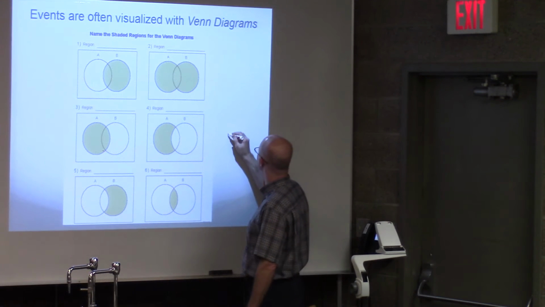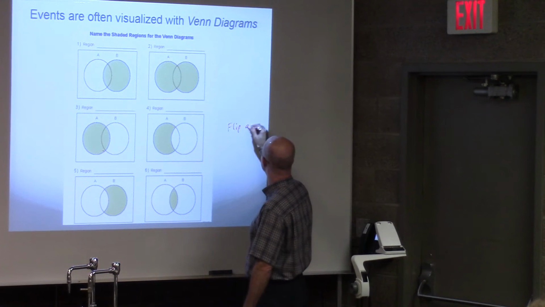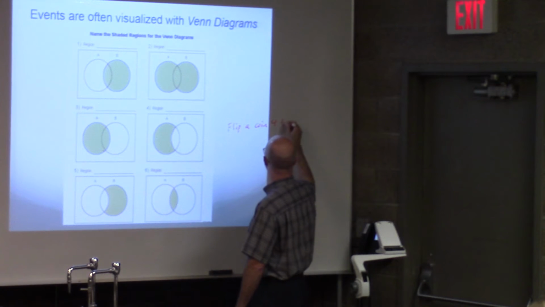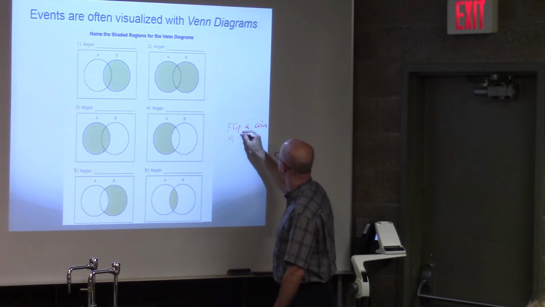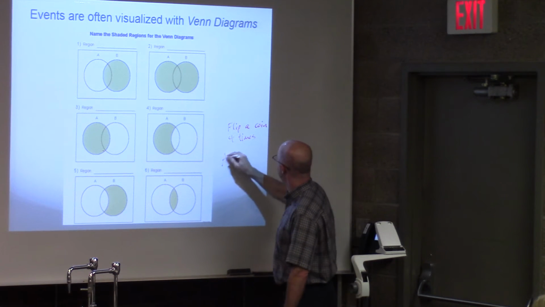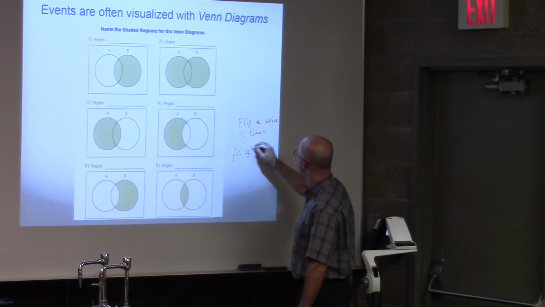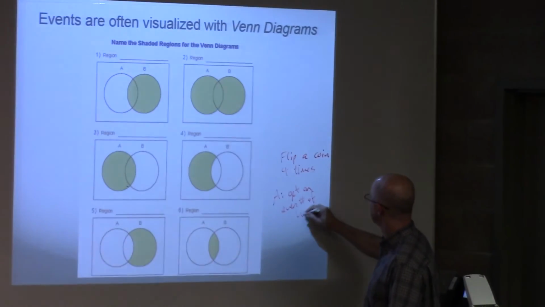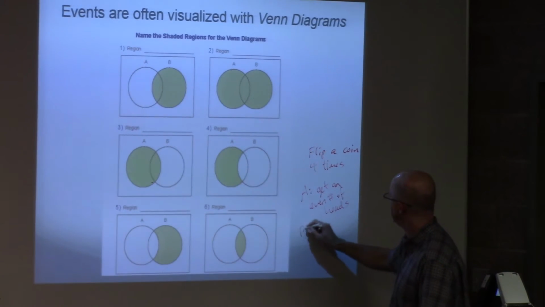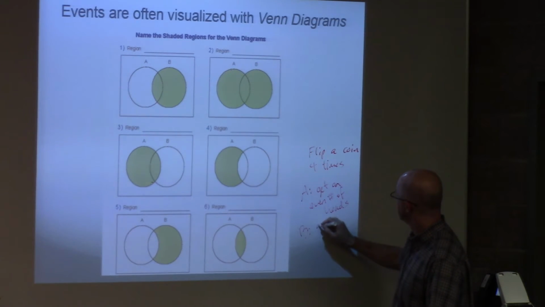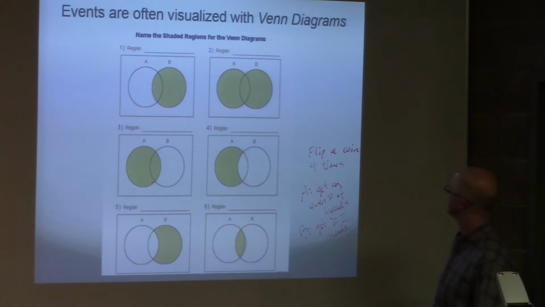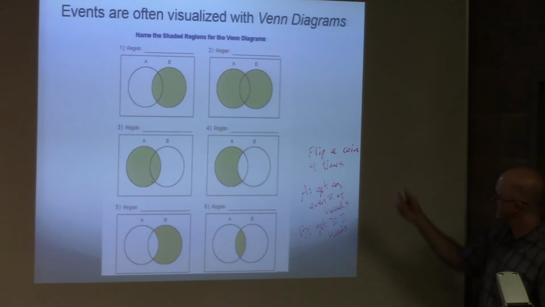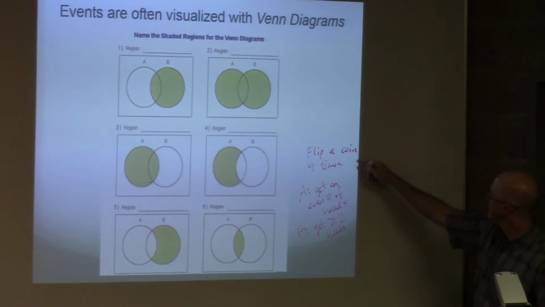Maybe you want to write that down. Flip a coin 4 times. If A is the event that I get an even number of heads, and B is the event that I get greater than or equal to 2 heads. Can you see that? Flip a coin 4 times.